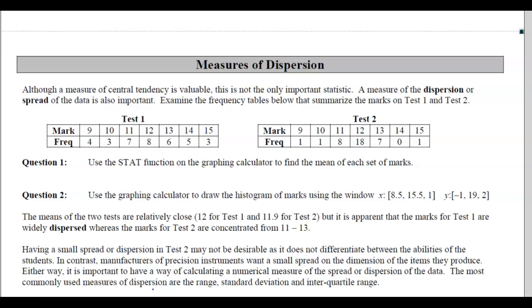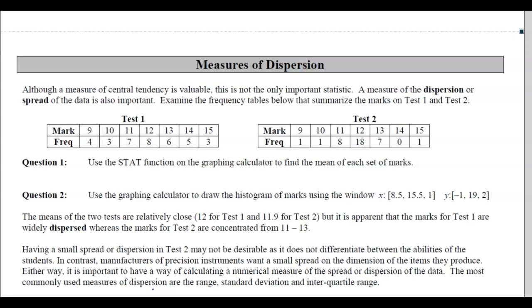Although a measure of central tendency is valuable, this is not the only important statistic. A measure of the dispersion or spread of the data is also important. Examine the frequency tables below that summarize the marks on test 1 and test 2. Question 1, use the stat function on the graphing calculator to find the mean of each set.